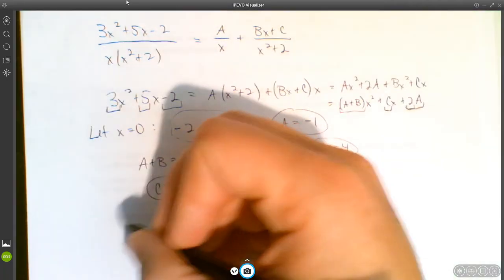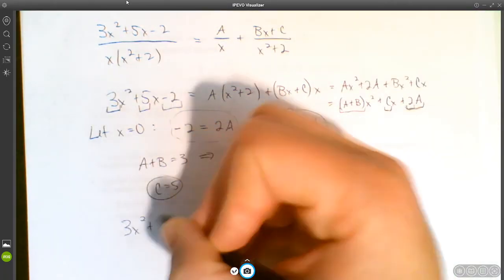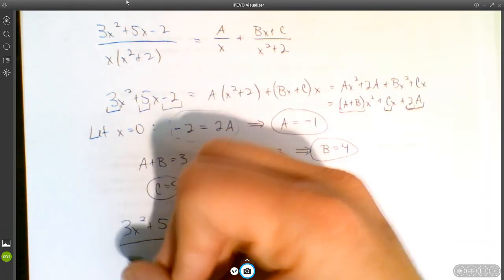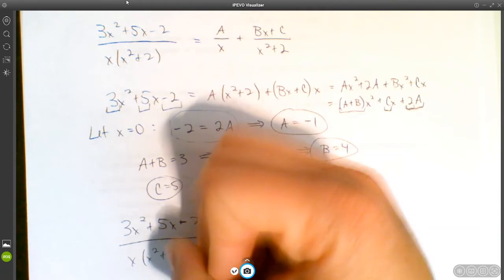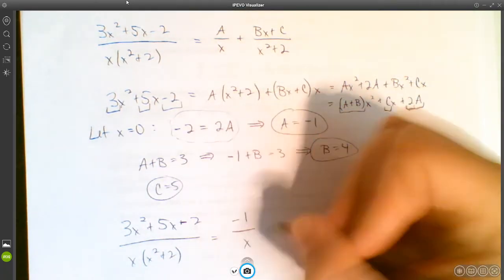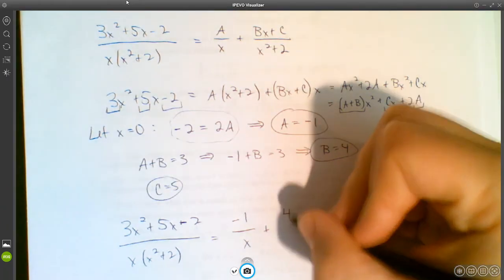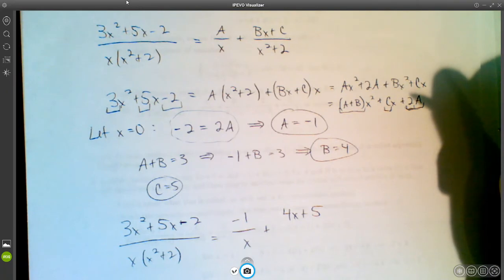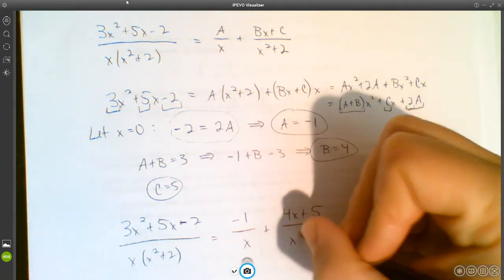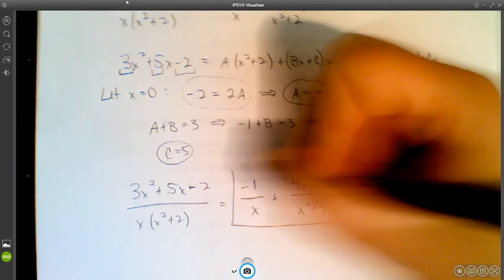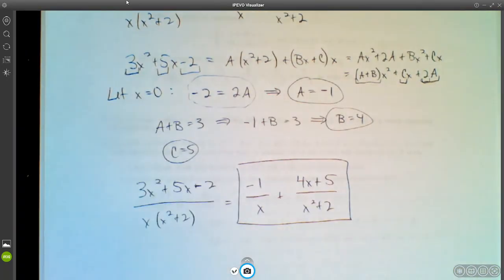And I'm done now. So I can say the partial fraction decomposition for 3x squared plus 5x minus 2 over x times x squared plus 2 is A over x plus Bx plus C over x squared plus 2. Okay, and that's that. Again, you're welcome to check this by actually working it out. You should end up back here.